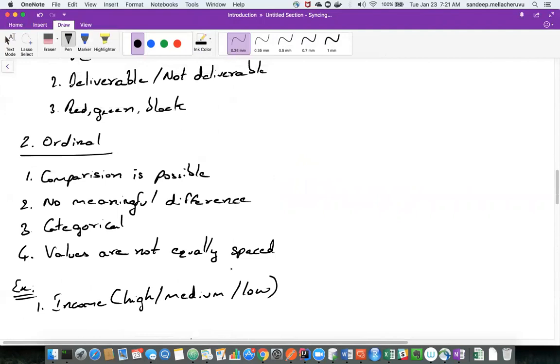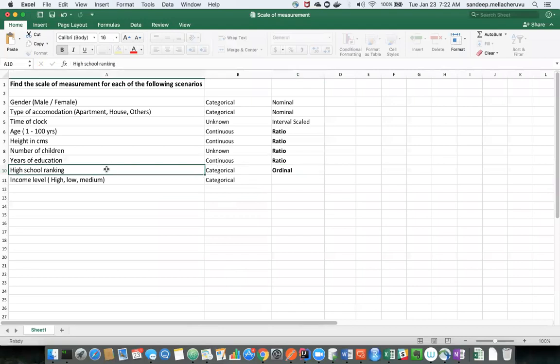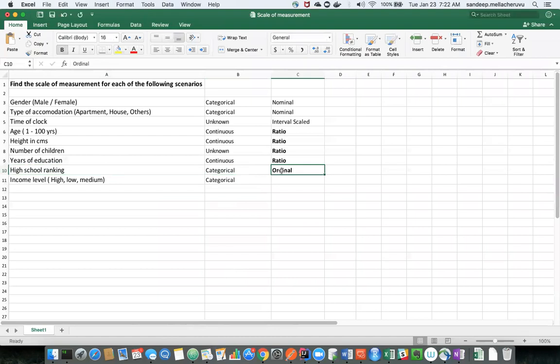First rank, second rank, third rank, but whatever difference that made between first rank and second rank, you don't know. So that's why the difference is not equally spaced, but comparison is possible. In this case, exactly comparison is possible. That's what I can see here, right? First rank, second rank, I can compare. But still they are not equally spaced, so ordinal.